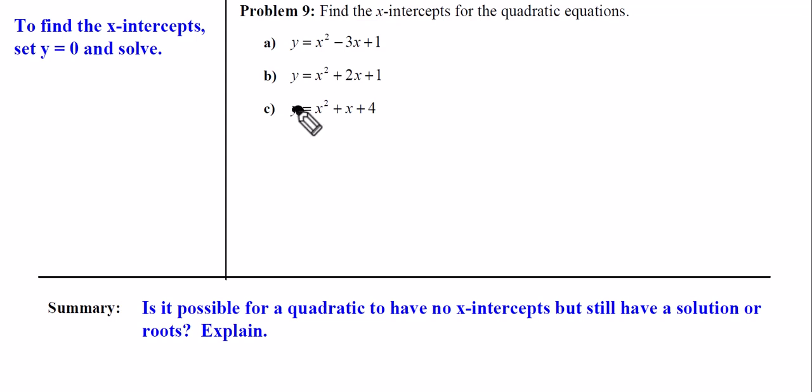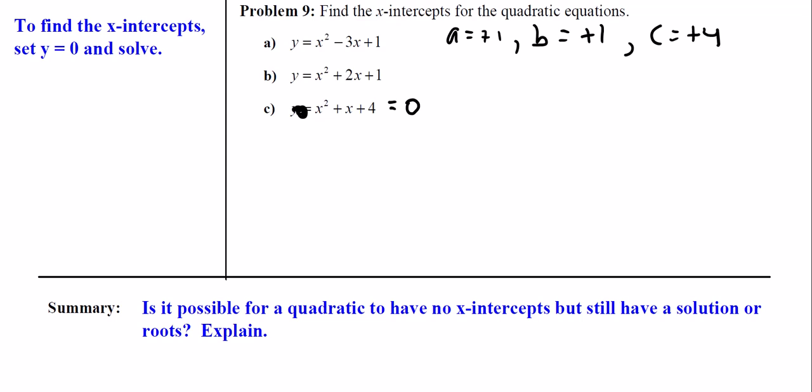Part C is just kind of a mess. So if we do the AC method, there's nothing that I can multiply with 4 that'll give me a 1. And the tic-tac-toe method will prove unfruitful. So we're going to have to do the quadratic formula for this. A is equal to positive 1. B is positive 1. C is positive 1.